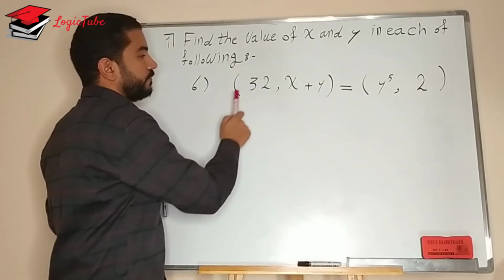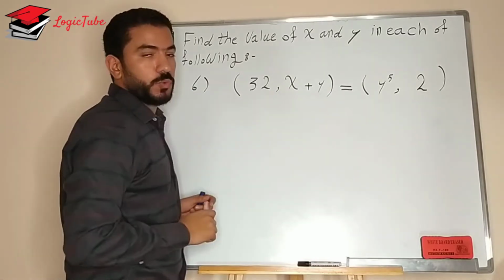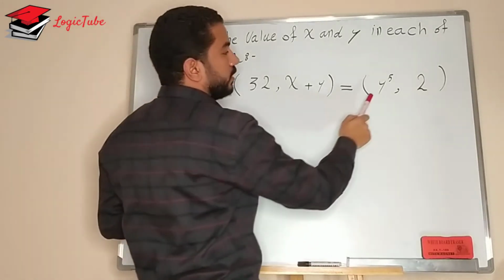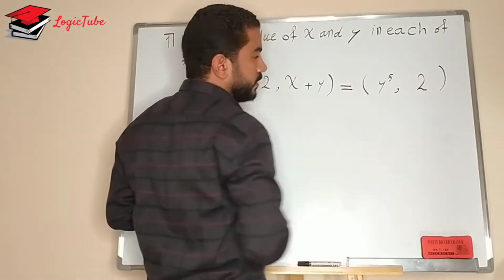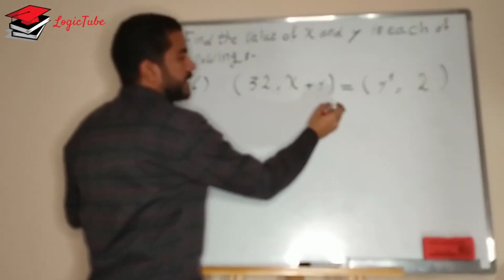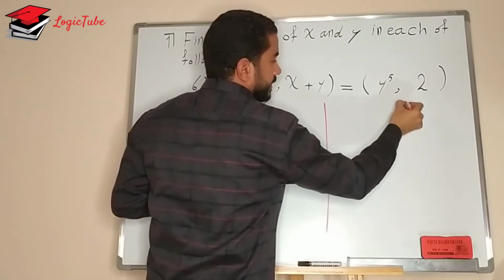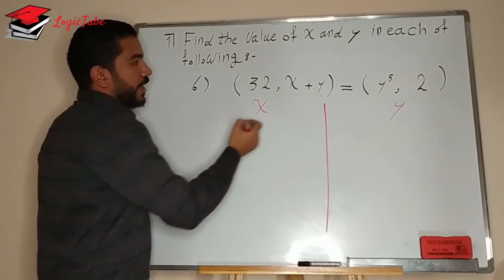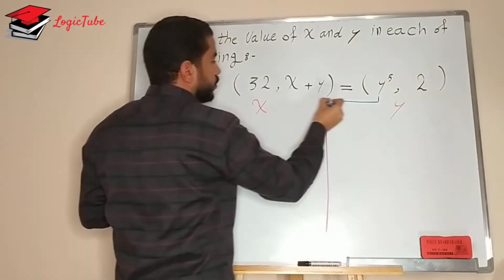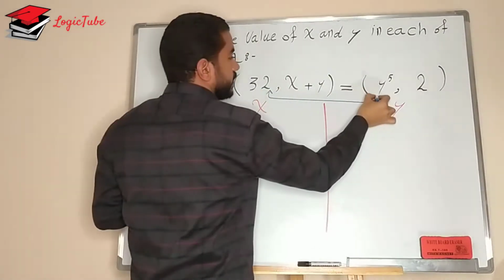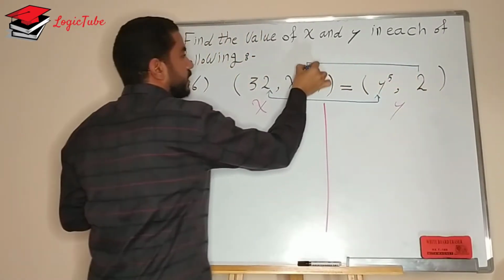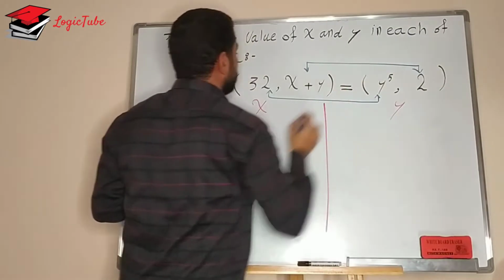Number 6. The ordered pair of 32 and x plus y equals the ordered pair of y power 5 and 2. We'll divide our page into two parts. The first one is the x-axis and the second one is the y-axis. Here we go. The first projection equals the first projection. The second projection equals the second projection.